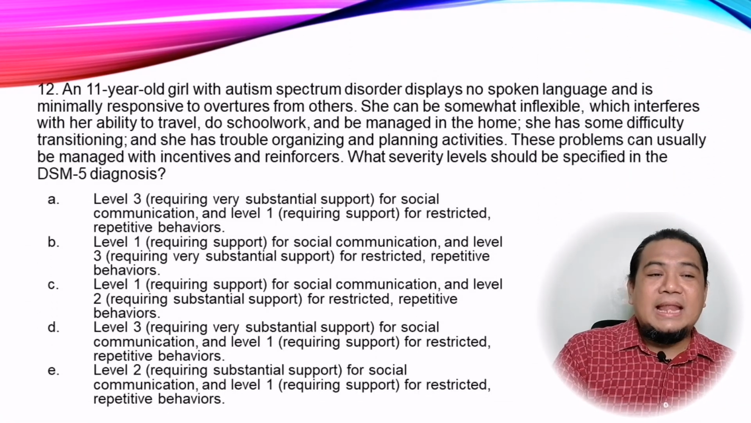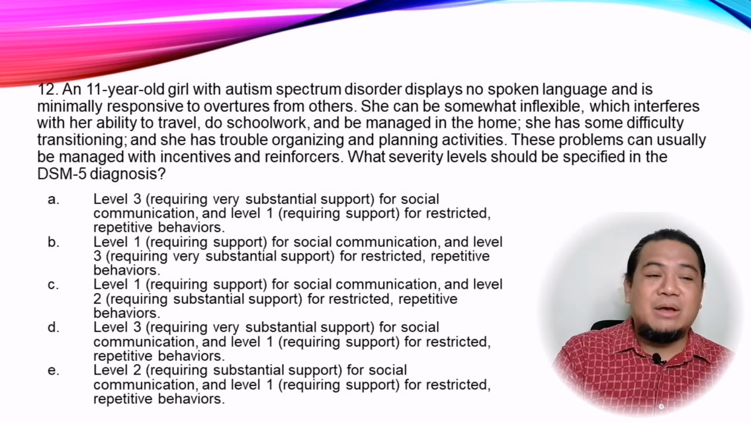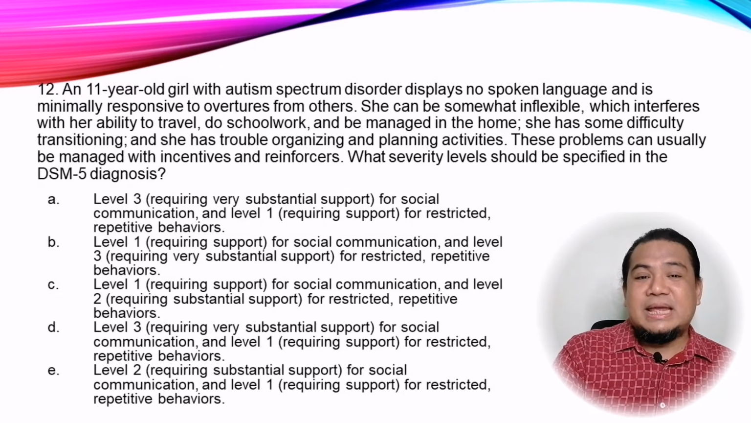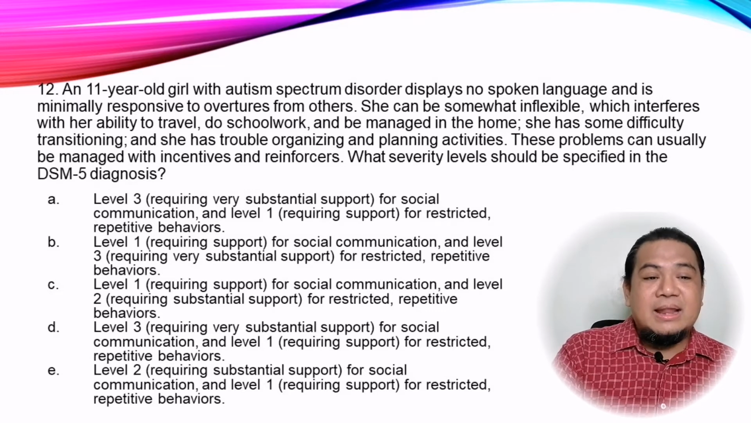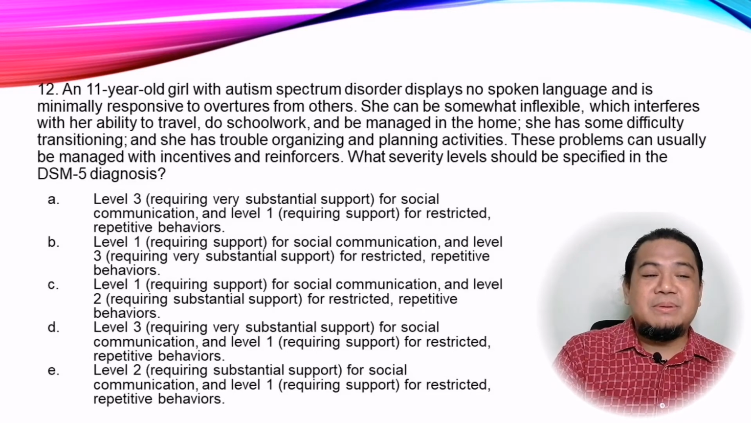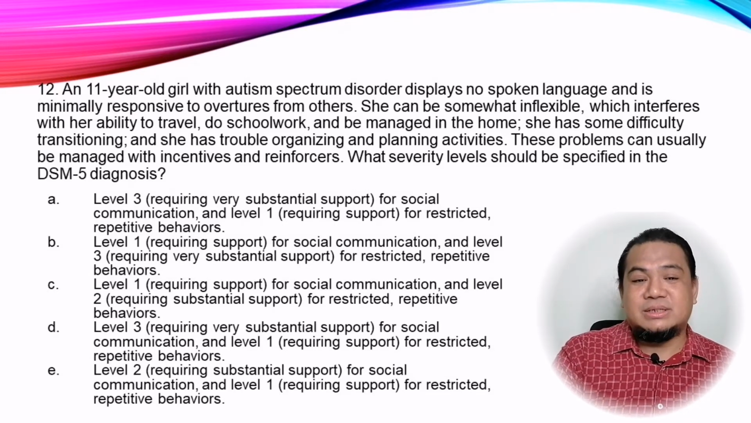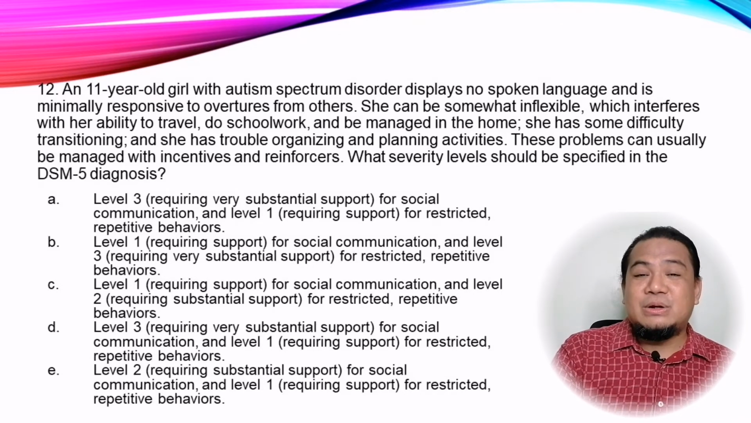Number 12, an 11-year-old girl with autism spectrum disorder displays no spoken language and is minimally responsive to overtures from others. She can be somewhat inflexible, which interferes with her ability to travel, to do schoolwork, and be managed in the home. She has some difficulty transitioning and has trouble organizing and planning activities. These problems can usually be managed with incentives and reinforcers. What severity level should be specified in the DSM-5 diagnosis?